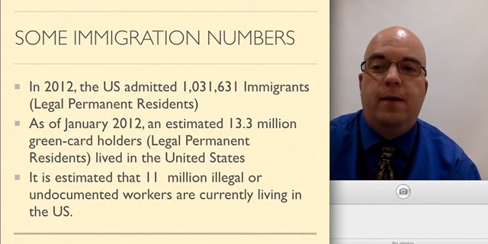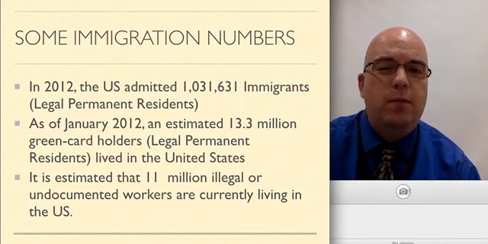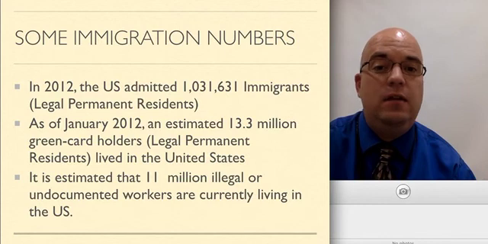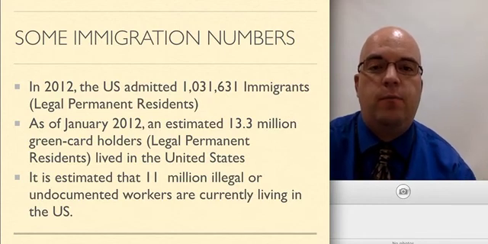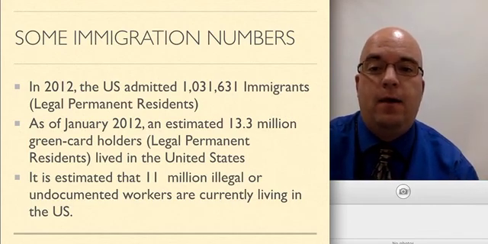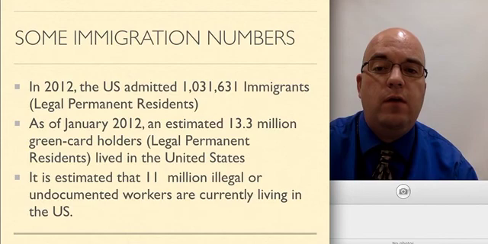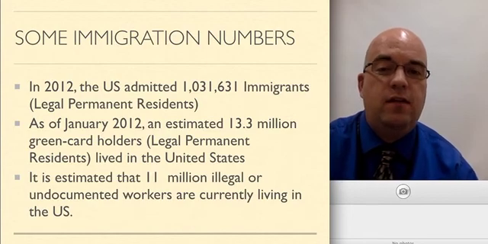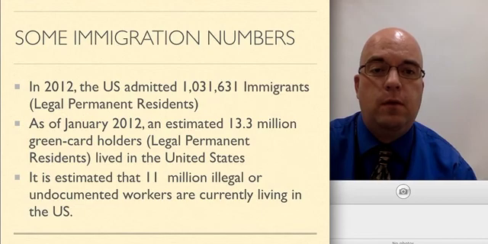Immigration by the numbers. In 2012, the U.S. admitted about 1,031,631 immigrants that are known as legal permanent residents, which means that they have permission to live and work in the U.S. for an extended period of time. As of January 2012, it's estimated about 13.3 million legal permanent residents live in the United States. That's out of a population of over 300 million. So it's a percentage of the overall population in the U.S.